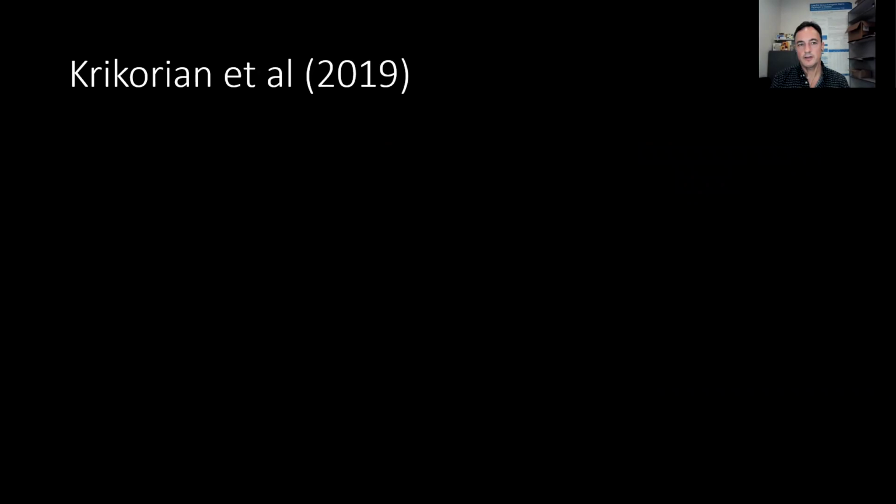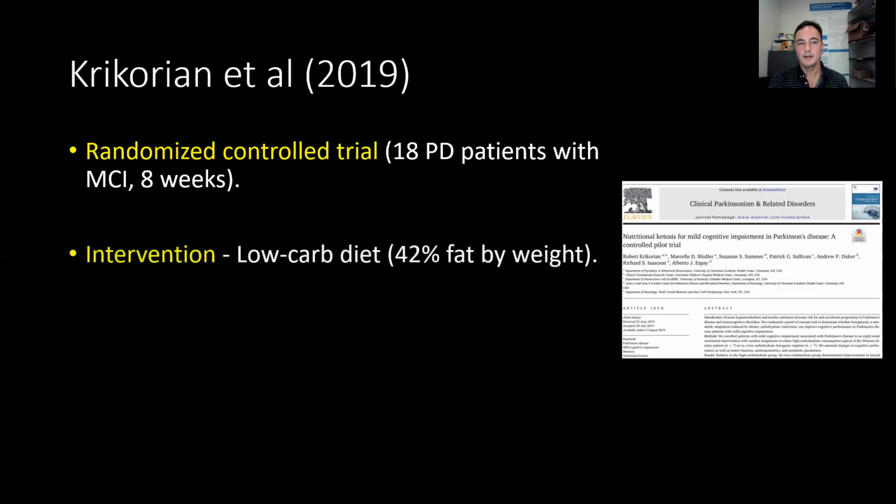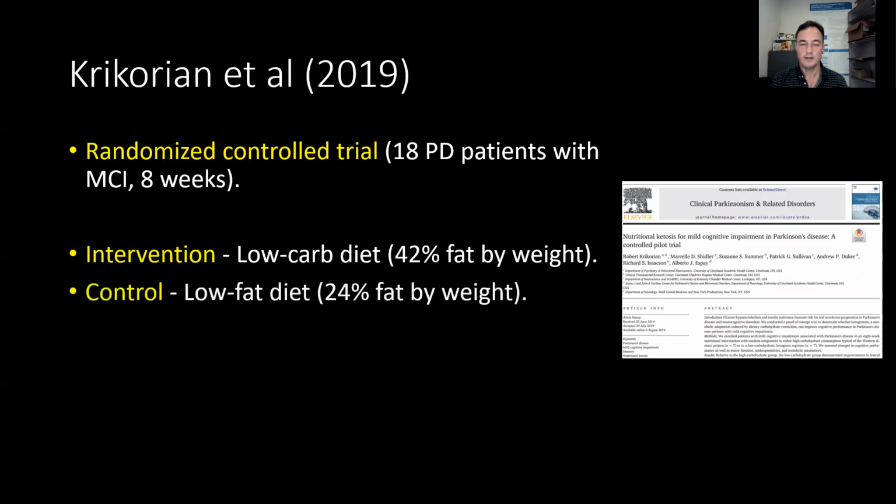The third study was done by the Kerkorian team over in Cincinnati, and they published their findings a year after ours, and it was a randomized controlled trial too, involving 18 Parkinson's patients, and they really looked at Parkinson's patients with mild cognitive impairment, or MCI. So they were focusing on cognition. Their intervention was a low-carb diet, which could be thought of as a weekly ketogenic diet. It was 42% fat by weight, and their control was a low-fat diet, kind of similar to ours, I guess. It was a healthy low-fat diet, lots of vegetables and so on, 24% fat by weight.